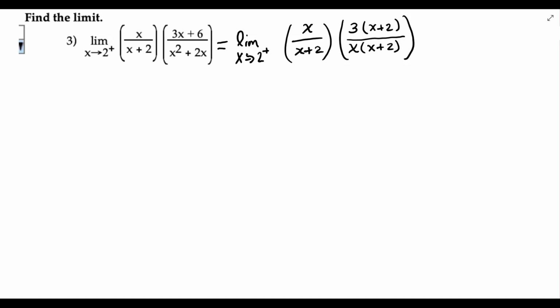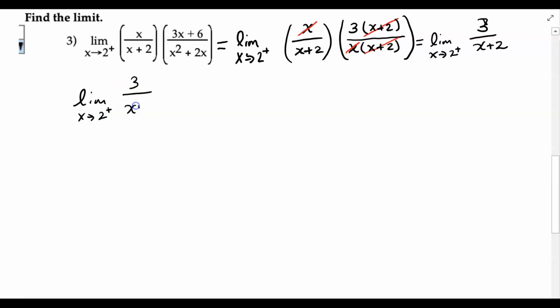Well, the next thing that I notice is that I can factor out the x plus 2. That eliminates through division. And I can factor out also an x, and that also eliminates through division. So it leaves me with something really that's a lot nicer to plug my 2 into. So here is 2 from the right, and I end up with 3 over x plus 2. Okay, so that's what I'm looking at. All right, the limit as x approaches 2 from the right of 3 over x plus 2.